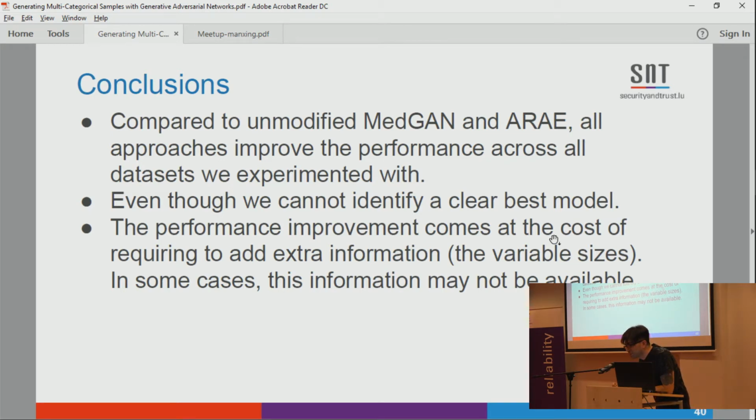Yes. Okay, so I will try to summarize. The question is whether I'm comparing the classification of the original data and the classification of the augmented data. Well, yes, I'm working on that right now.